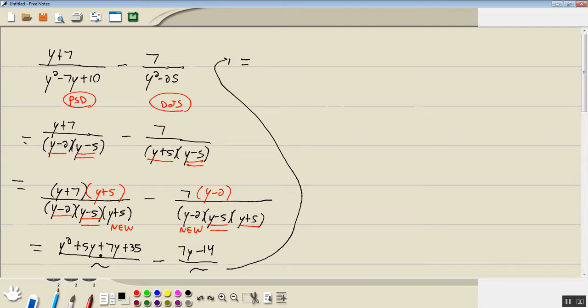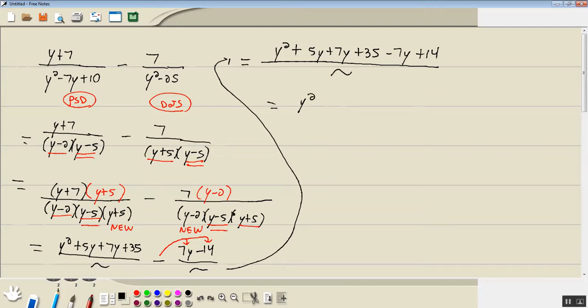So I'm going to merge these into a single fraction since they have the same denominator. So I'm going to have y squared plus 5y plus 7y plus 35. Now remember, a negative out in front of your fraction flips the sign of everything up on top. So flip the sign of 7y and negative 14. So a positive 7y becomes a negative 7y, and a negative 14 becomes a positive 14. All over our denominator. Combine like terms, we got y squared. 7y minus 7y cancels, now leaves us 5y. And 35 plus 14 is 49.